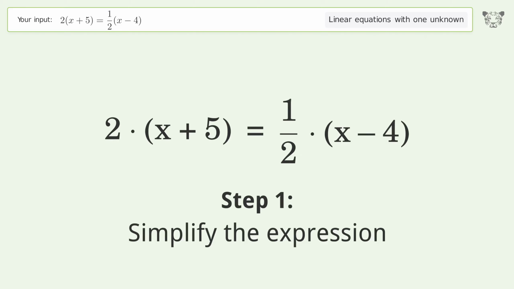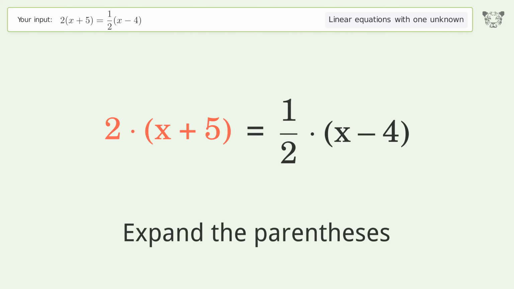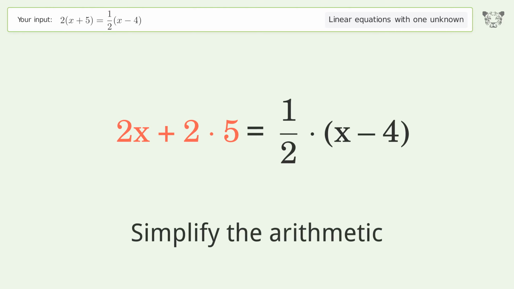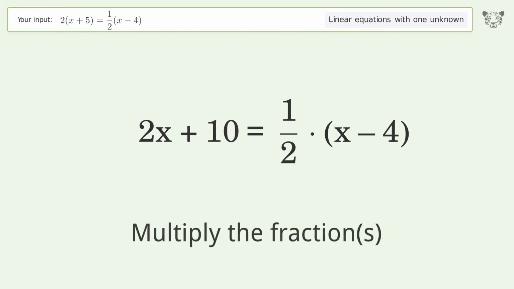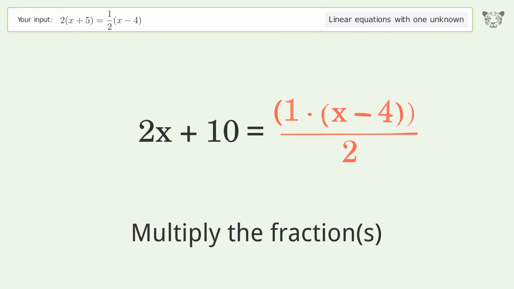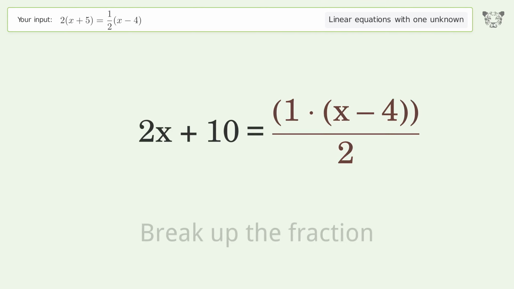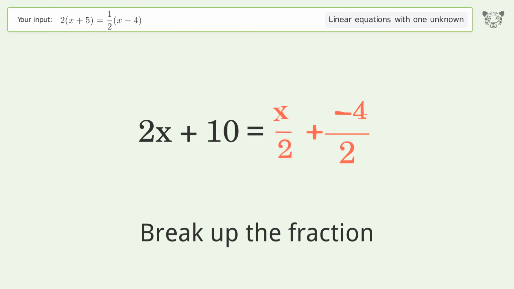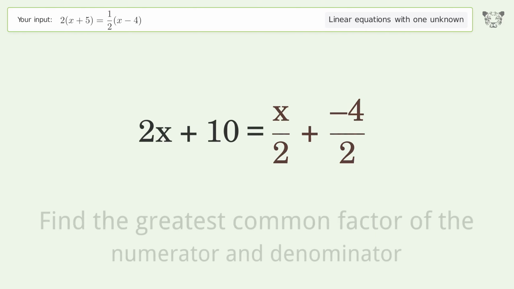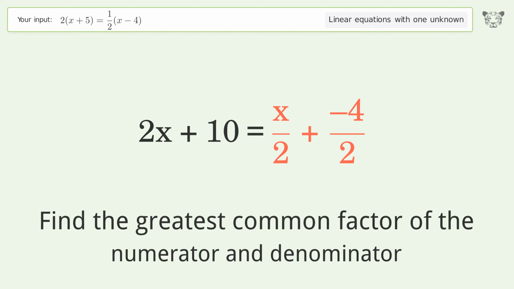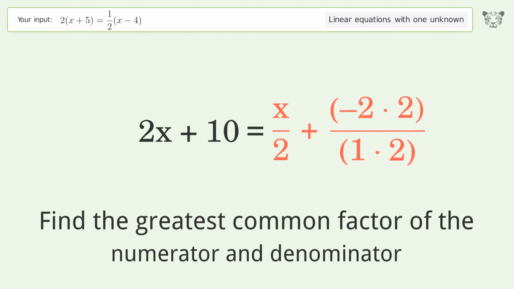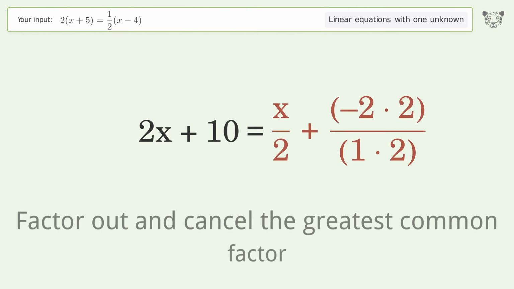Simplify the expression. Expand the parentheses. Simplify the arithmetic. Multiply the fractions. Break up the fraction. Find the greatest common factor of the numerator and denominator. Factor out and cancel the greatest common factor.